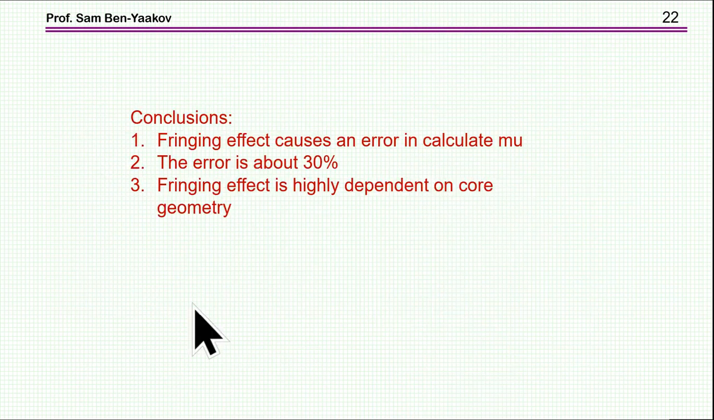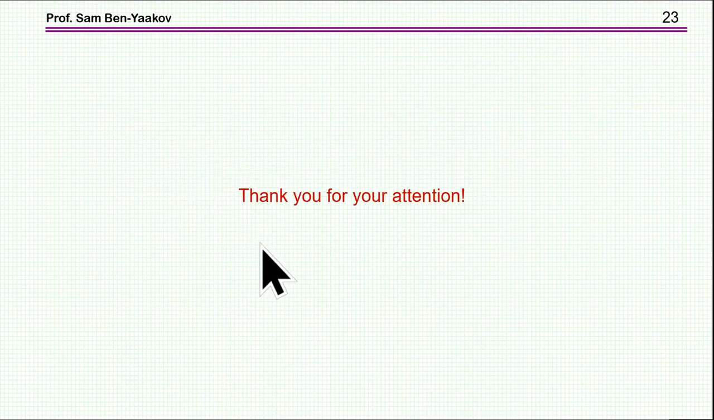Now the conclusions here. We see that the fringing effect causes an error in calculated mu, even if you take into account the fringing factor. The actual measured permeability or inductance might be different, and the error could be up to something like 30%, which is quite a bit. And we see that the fringing effect is highly dependent on core geometry, that is not just the gap length or the inductor length, but also on the geometry itself, what is the shape of the core. So this brings me to the end of this presentation.